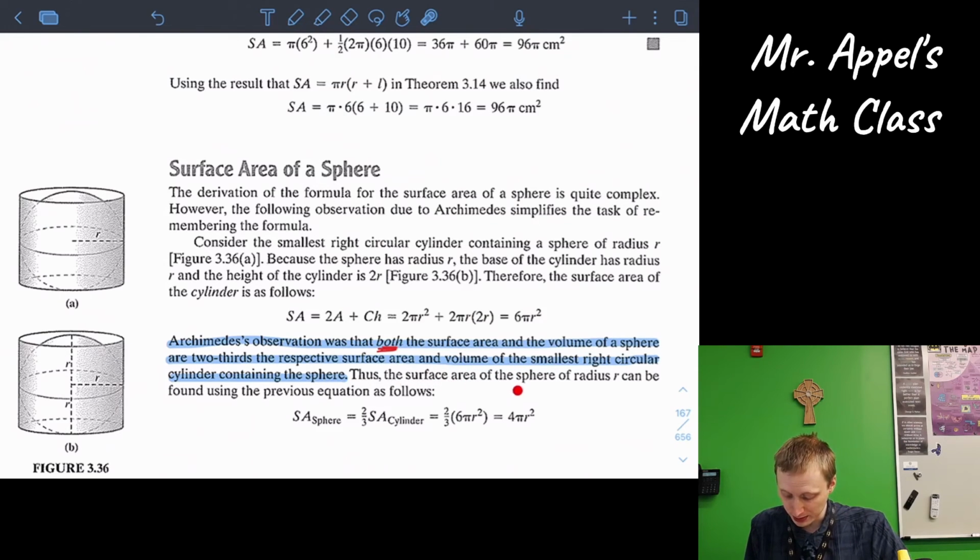Thus, the surface area of the sphere of radius r can be found with the previous equation, 2/3 times that cylinder, so it's 2/3 times the 6 pi r squared from up here, for a total of 4 pi r squared. Okay?